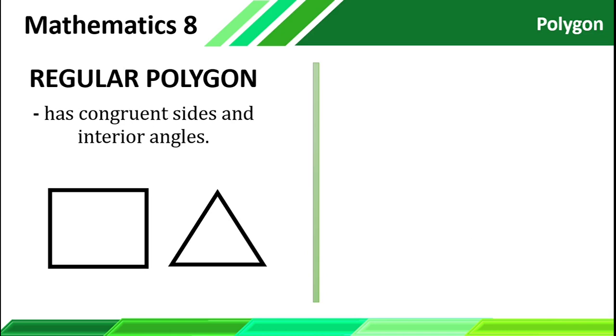We also have two types of polygon, the regular polygon and the irregular polygon. When we say regular polygon, it has congruent sides and interior angles. So we have here a square wherein the angles are congruent. We also have here an equilateral triangle wherein all the angles are equal or congruent and the sides are all equal. So these are examples of regular polygon.